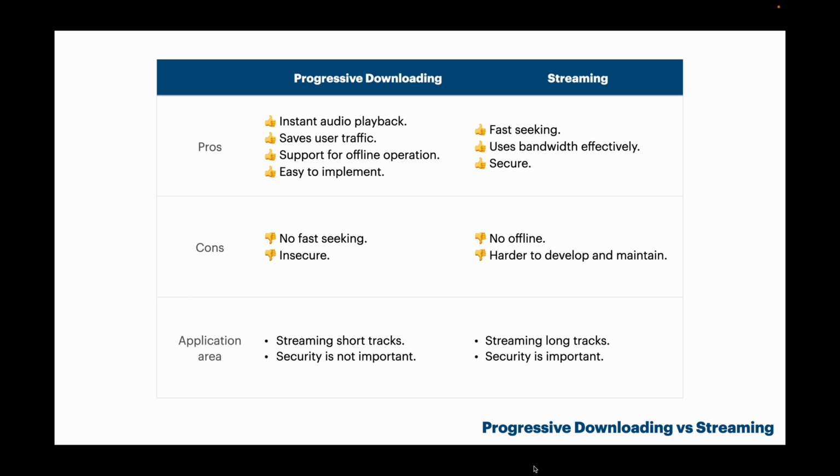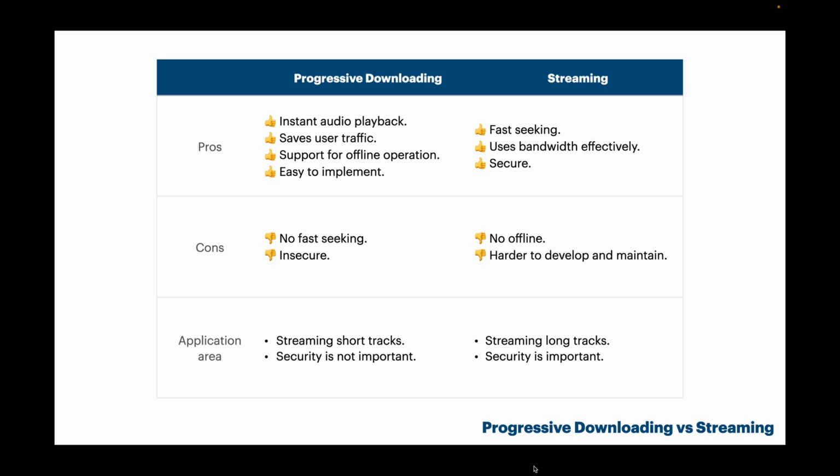And it's easy to implement. HTML5 audio elements inherently support progressive downloading. However, it lacks support for fast seeking, meaning users can jump to specific audio segments, potentially increasing their data usage. Progressive downloading also raises security concerns, as files must be stored on the user's device. As a result, several advantages come with trade-offs.